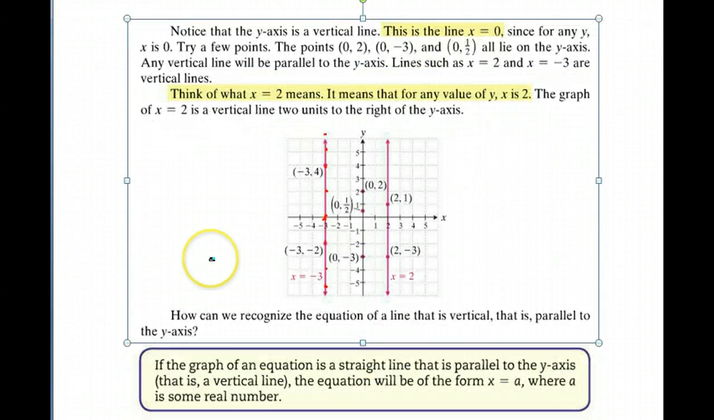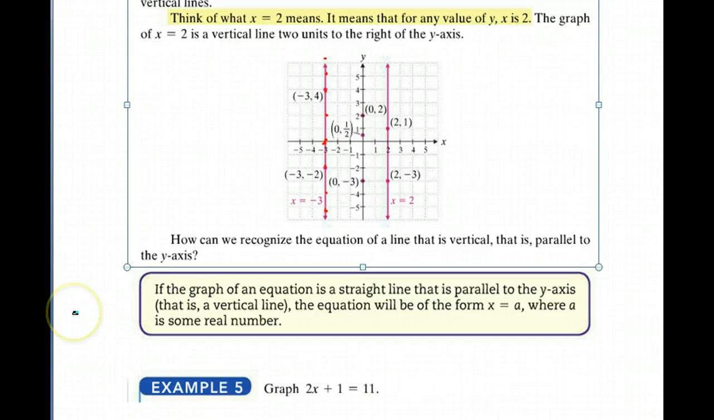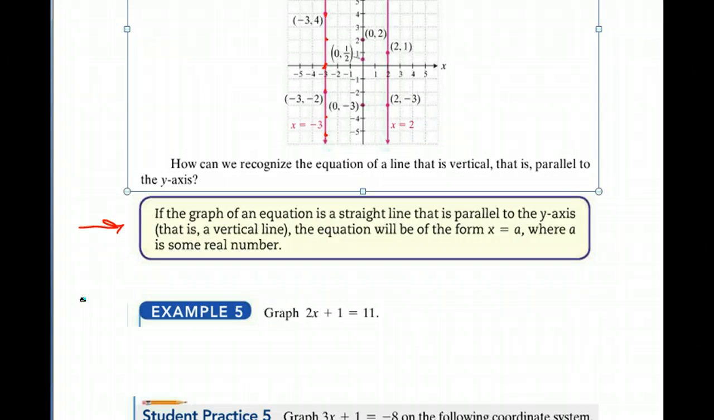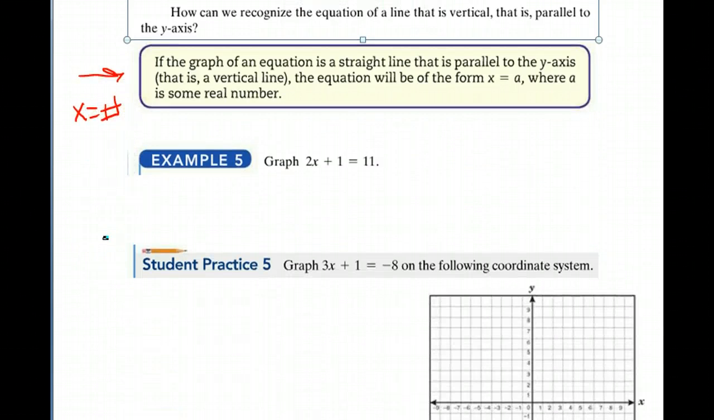So how can we recognize if a line is vertical and if it's parallel to the y-axis? Well, if the graph of the equation is a straight line that's parallel to the y-axis, it's going to be in the form of x equals some number that's in our real number system. So I have 2 examples that we can work on, okay?